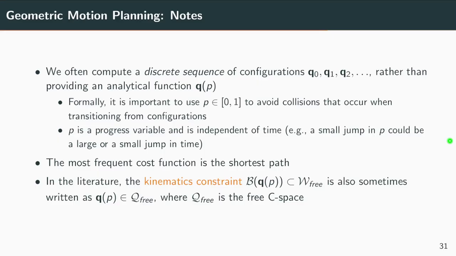What we most of the time do is assume that the cost function is shortest path. Seems logical, and that would also be fairly easy to define. And then this kinematics constraint just tells us collision freeness. Sometimes you don't use the configuration map, but instead you assume you're given this free configuration space, and then this condition just becomes that Q of P is an element of Q free. But defining Q free is actually much harder than defining this free workspace.